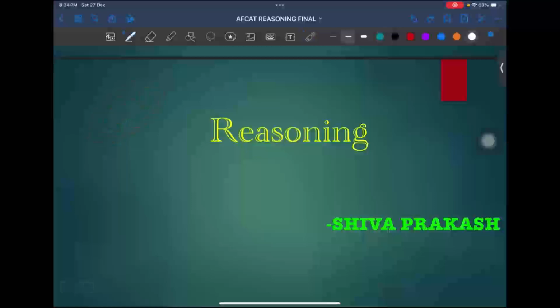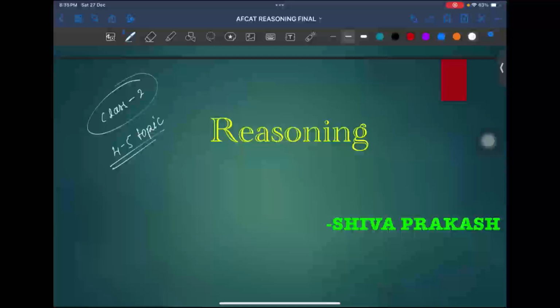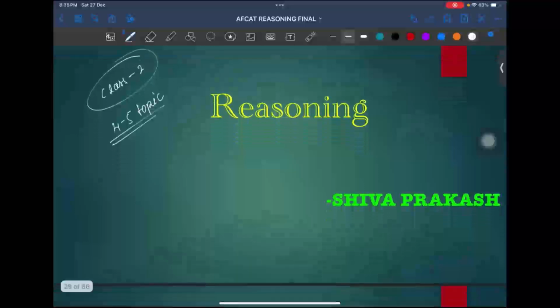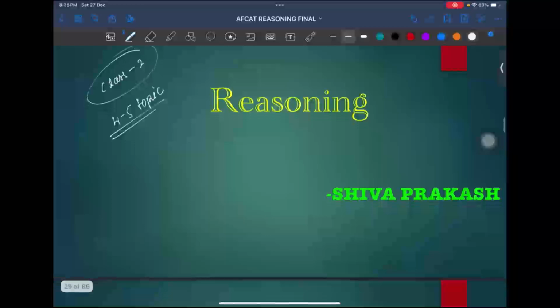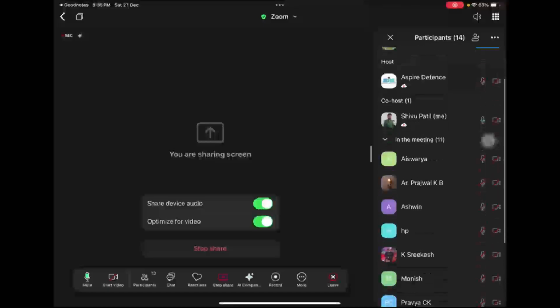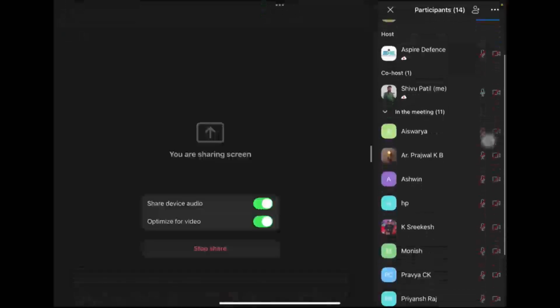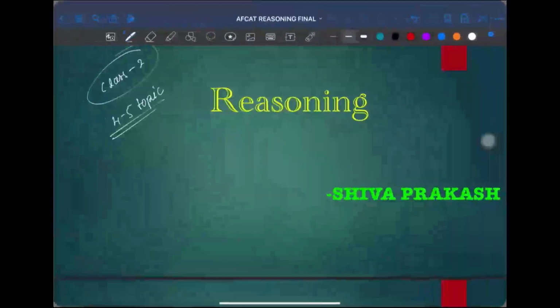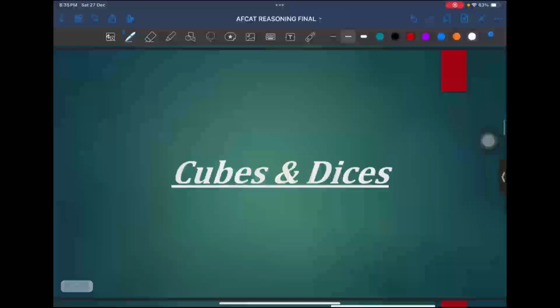Class second. Mostly today we will be covering 4 to 5 topics from this session, which are almost majorly repeating topics in your exams, and these will be some of the easiest and high scoring topics. It will be good if you guys interact and answer by unmuting your mic. So now let's start with the first concept, that is cubes and dice.